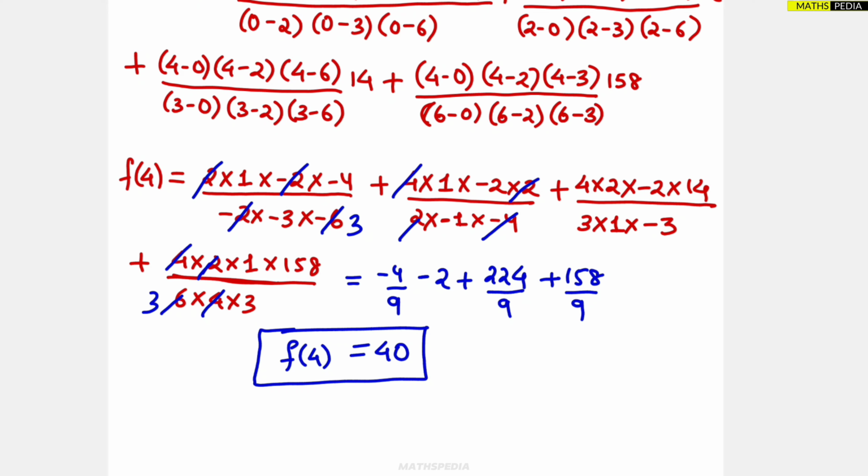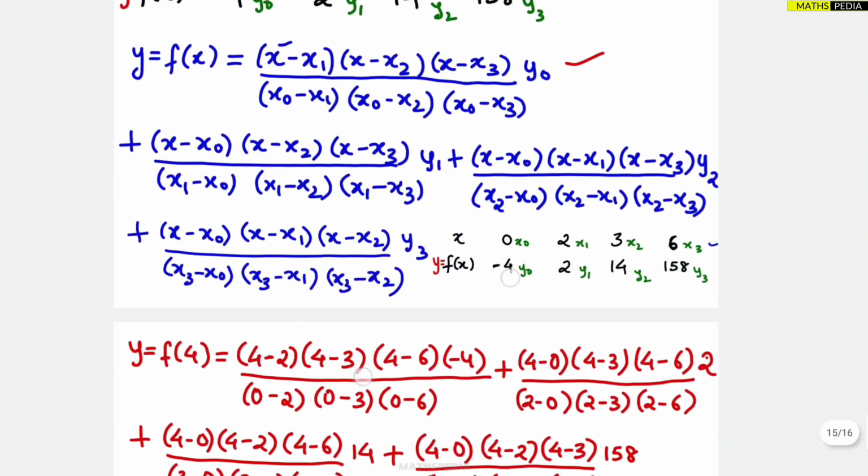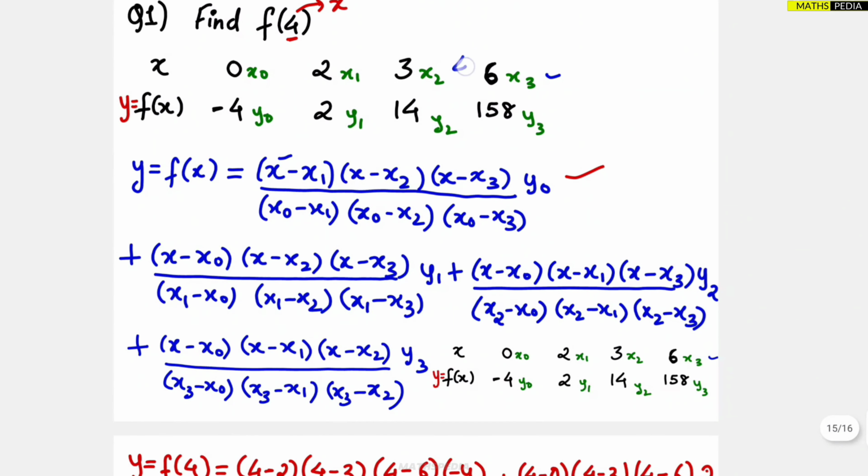So you're getting the f of 4 value as 40. Okay, so what they asked you, at x equal to 4 what will be the value of y, we are getting the answer as 40.